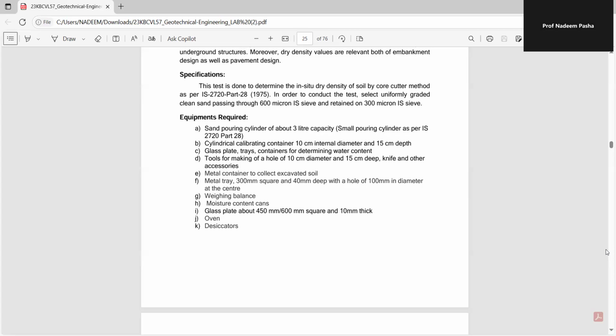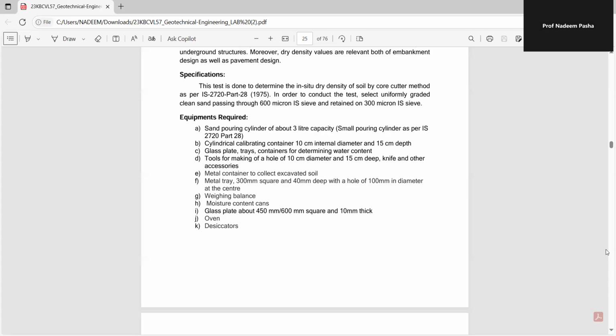Next, equipment required. Sand pouring cylinder of about 3 liter capacity, as per IS 2720 Part 28. So this IS code also you should remember. What is the capacity of the sand pouring cylinder? 3 liter. Cylindrical calibrating container, 10 centimeter internal diameter and 15 centimeter depth.